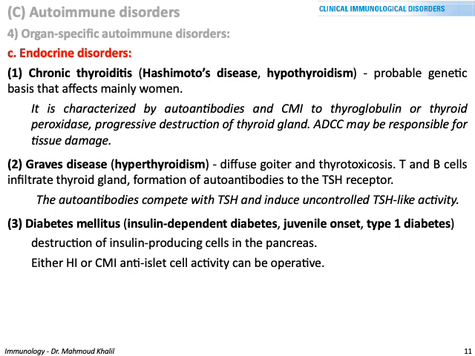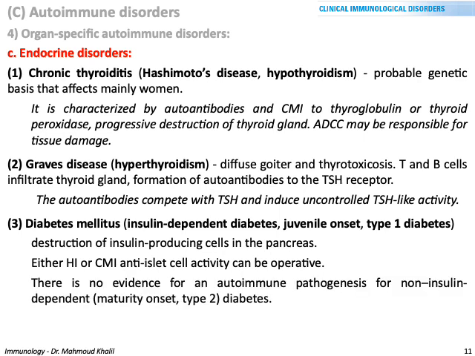The third one is diabetes mellitus type 1. It is the destruction of the insulin-producing cells in the pancreas, the beta cells. Either humoral or cell-mediated anti-islet cell activity can be operative, and there is no evidence of an autoimmune disease for type 2 diabetes.